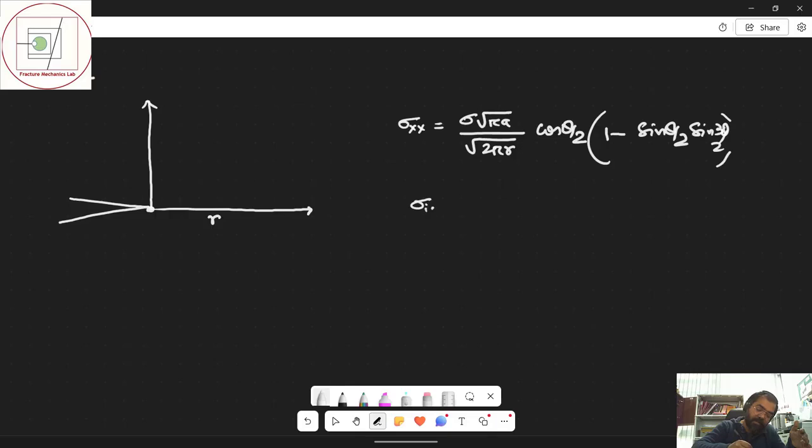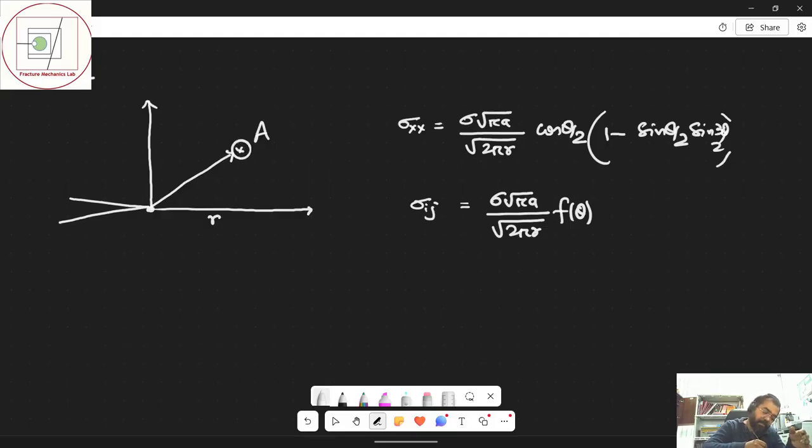So I can simply write in a normal way as sigma root pi a divided by root over 2 pi r times f of theta. And this f of theta changes. So basically, if you want to find out the stresses at a point A on the material, then this distance is r and this angle is theta. We will come to what the equation tells, but before that I want to show something.